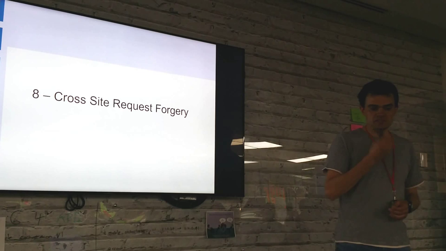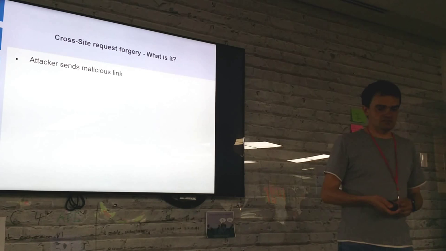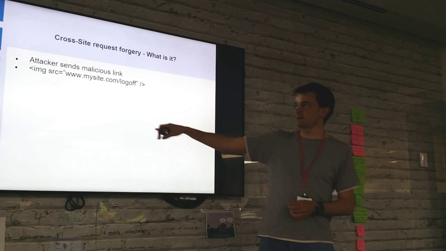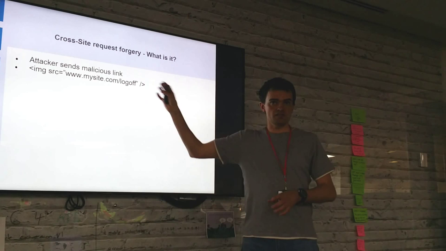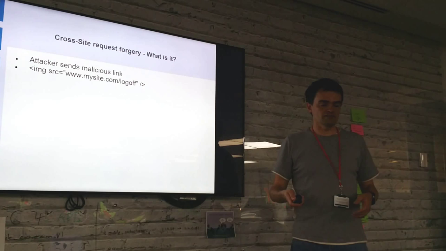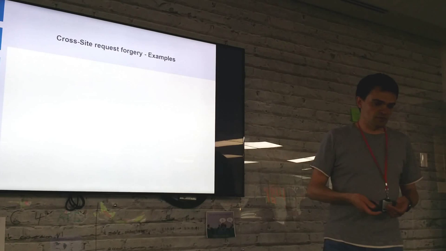So number 8, cross-site request forgery. What's that about? So the attack works like this. An attacker sends you a malicious link, something like an image pointing to mysite.com/logoff. Now, you'll all know that that performs an HTTP GET. So if they receive this link with this image in it, just by viewing it, it will log you off from the website. And that assumes that you're logged on to the website, obviously. That's a very benign instance of what cross-site request forgery is, but it illustrates how it works. It requires the user to be logged on.